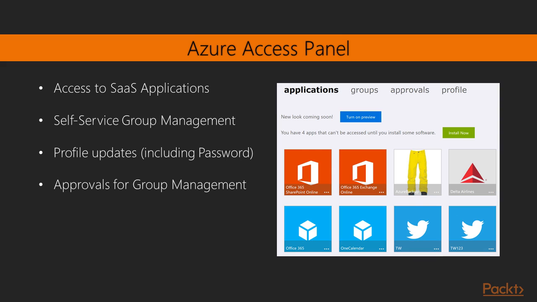Azure Access Panel gives you access to SaaS applications. It also gives you self-service group management, allowing Azure AD users to invite themselves to become member of groups. And then if you want, in between configuring an approval step from a manager, for example. Profile updates like resetting your password are possible, changing your address, phone number, those kind of data. Then group management approval if you're the admin of the group as well. Which brings me to another demo showing you how to configure Azure Active Directory to integrate with public SaaS applications.